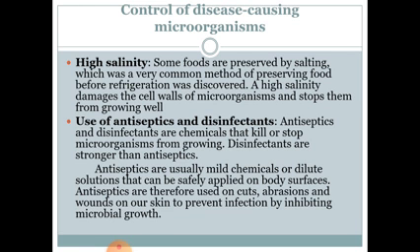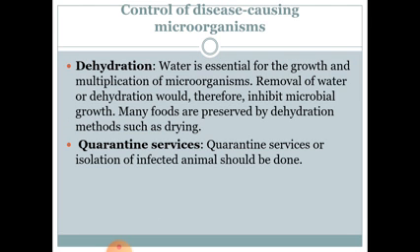Disinfectants are stronger chemicals than antiseptics and so are often used on non-living things and surfaces. Carbolic acid is a common disinfectant used for disinfecting lavatories and floors. Dehydration. Water is essential for the growth and multiplication of microorganisms, as we all know. Removal of water, or dehydration, would therefore inhibit microbial growth. Many foods are preserved by dehydration methods such as drying.